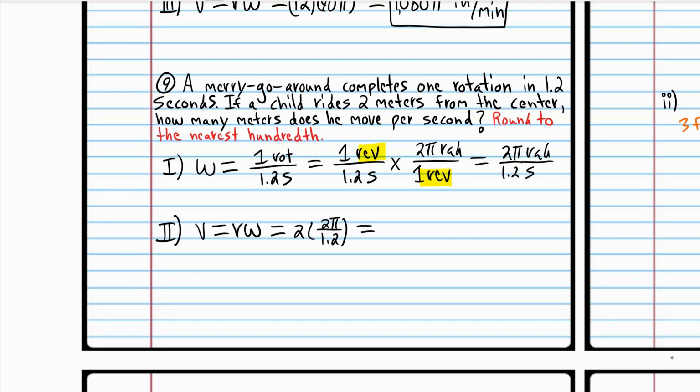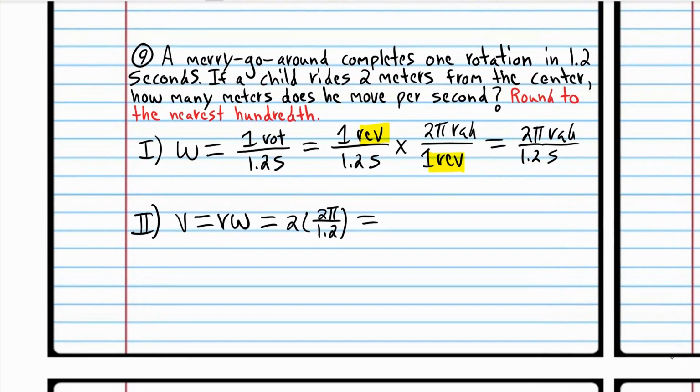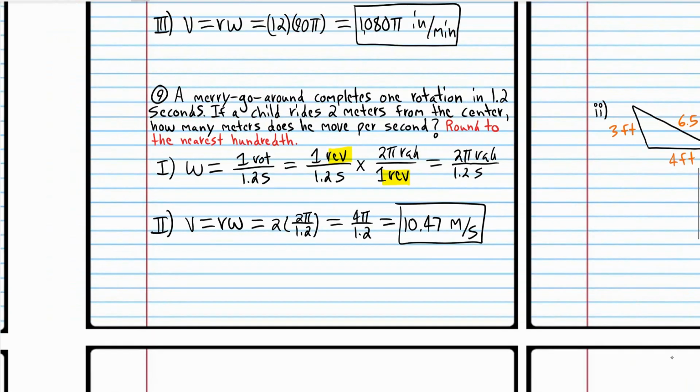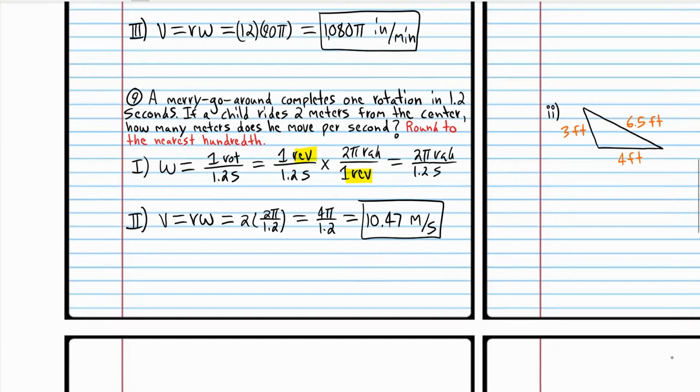So we can simplify that to 4 pi over 1.2 if you want. So 4 times pi in the calculator, enter, and then divided by 1.2, and we get 10.47, says round to the nearest hundredth, meters per second. So if you got that right, excellent.